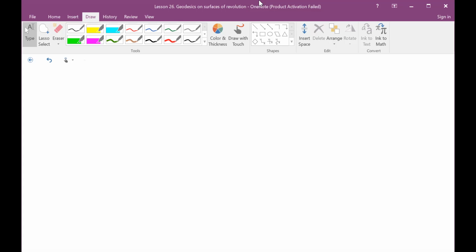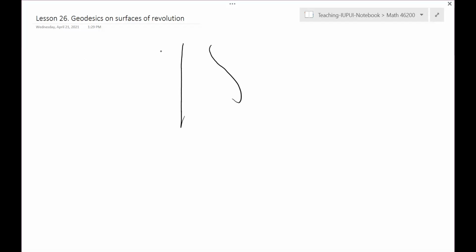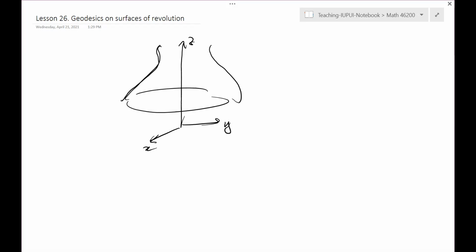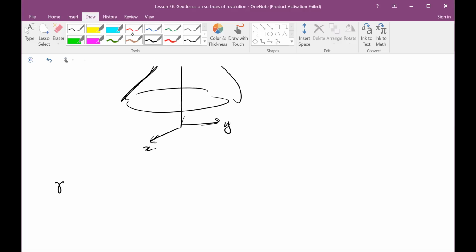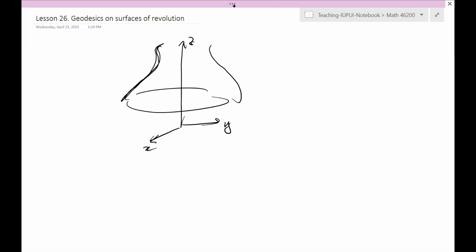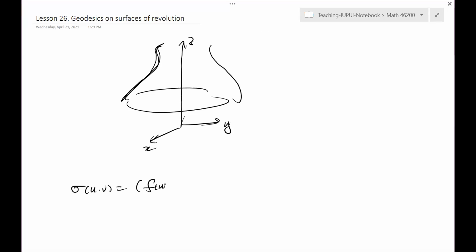All right, so let's have a quick review of surfaces of revolution. So this is a surface of revolution. Here are the axes, y-axis, z-axis. The initial curve is here and is rotated around the z-axis. So we have a natural surface patch sigma of u and v: f of u cosine v, f of u sine v, and g of u.